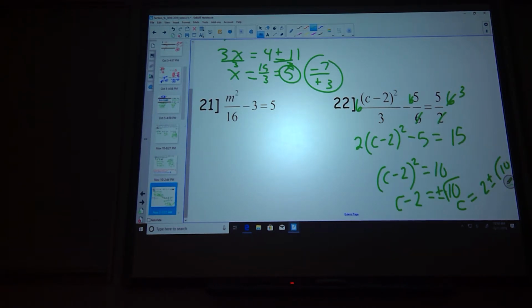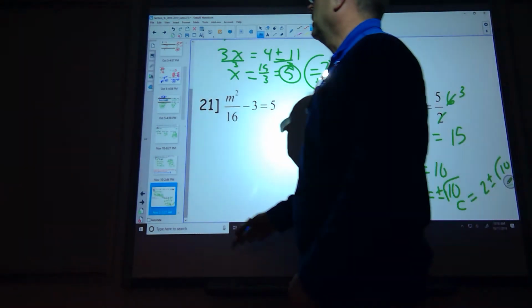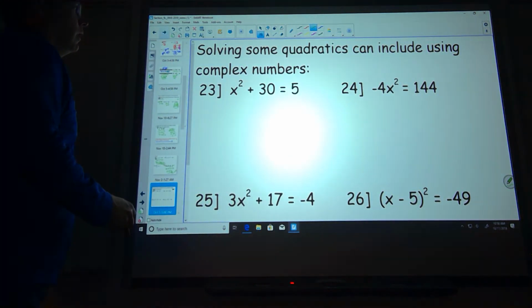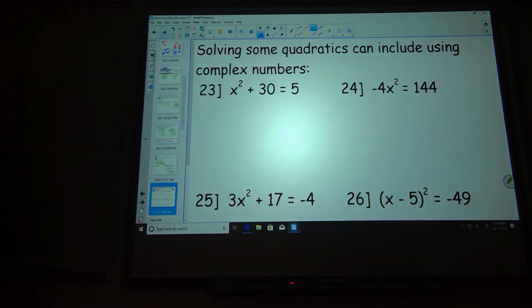Rational means you can make it a fraction. Square root of 10 is an irrational number. Am I done? No. Any of these you need me to do? No.